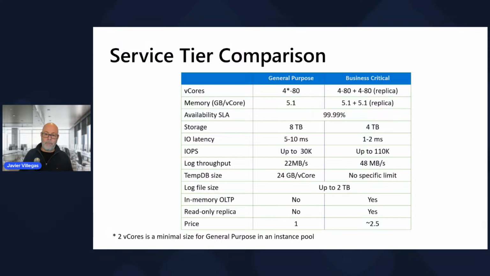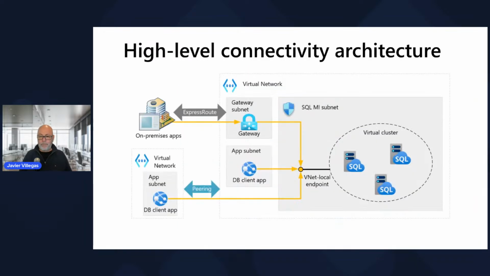Here, there are some numbers on the difference between one tier and the other, General Purpose versus Business Critical, in terms of different IOPS and latency. Mainly, you see that here in IO latency, in General Purpose, you have between 5 and 10 milliseconds, while in Business Critical, you have between 1 and 2, right?